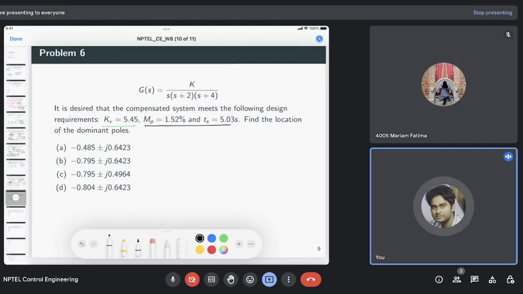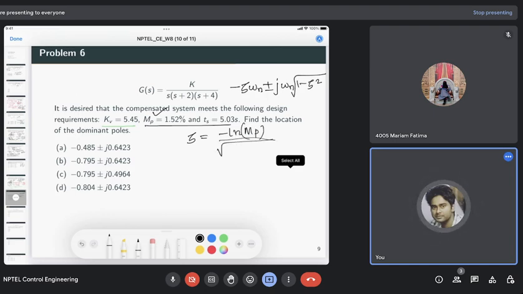Okay, so to find that, the dominant pole location is given by this formula, right? For the second order system, minus zeta omega n plus or minus j omega n square root of 1 minus zeta square. So we need both omega n and zeta, that is the damping factor as well as the natural frequency. And using this maximum overshoot, we can always compute this damping factor by using this formula, zeta equals minus ln Mp over the square root of pi square plus ln square Mp. Okay, so this is coming directly from this formula, because the maximum overshoot is given by e power minus pi zeta by square root of 1 minus zeta square. So from that this formula is coming.